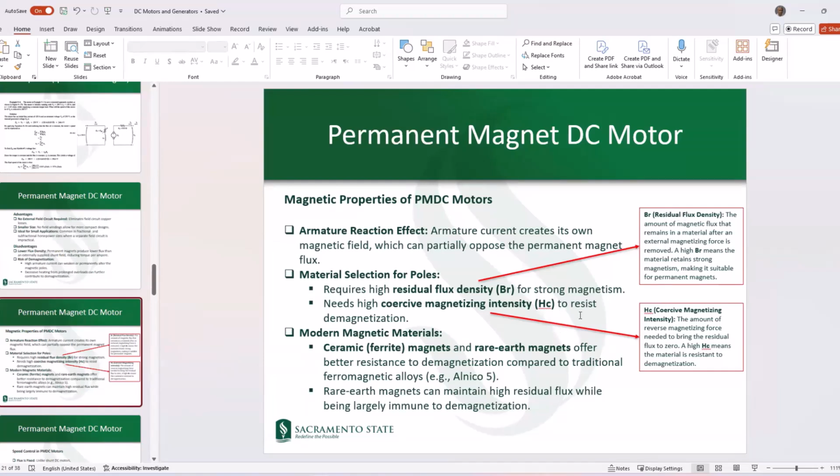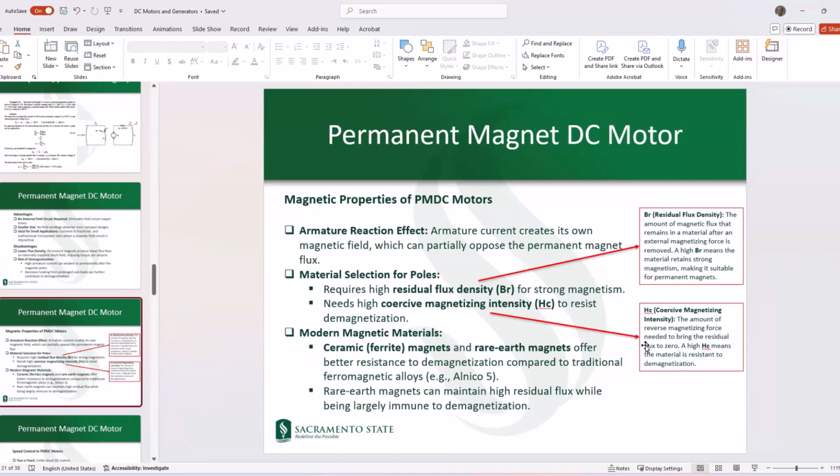And the definition of HC, or coercive magnetizing intensity, is the amount of reverse magnetizing force which is required to bring the residual flux to zero. So if you have a high HC, it means that the material is resistant to demagnetization.